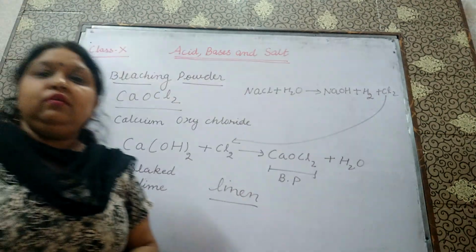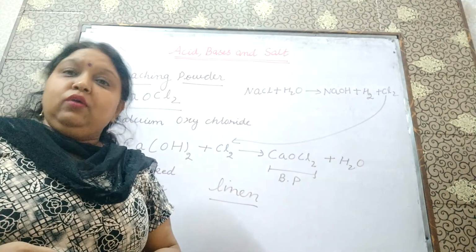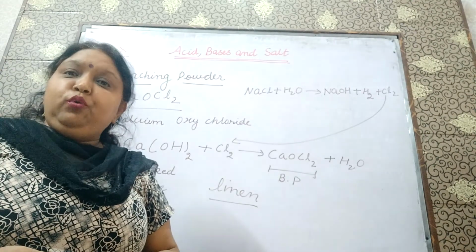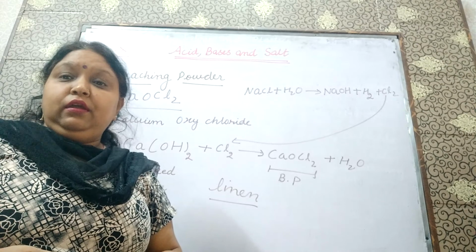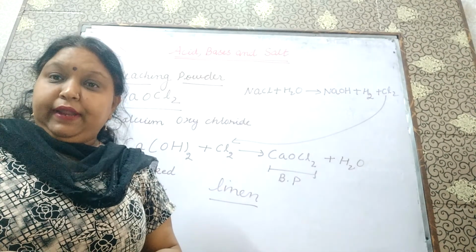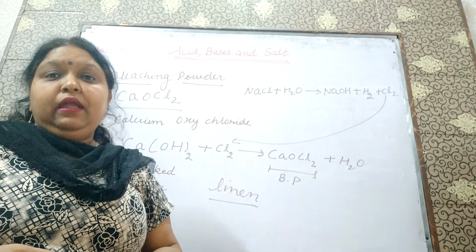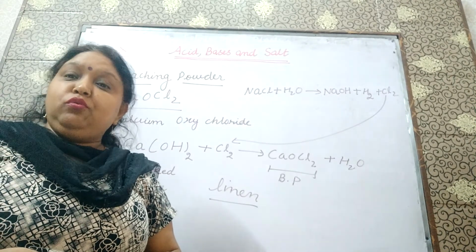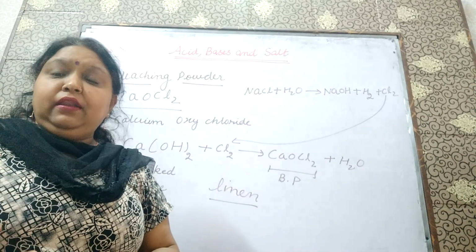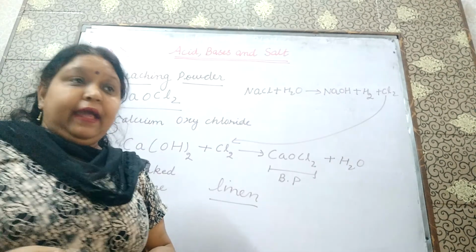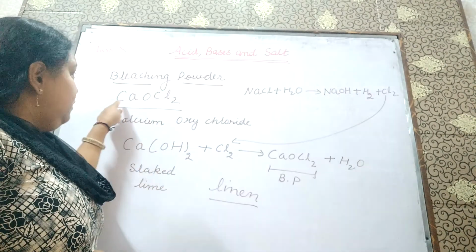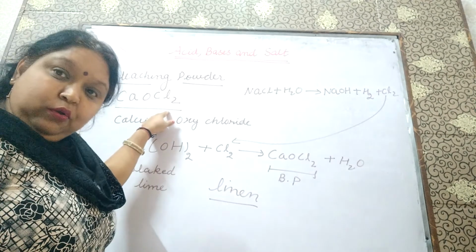Hello students, welcome back. We were doing acid, base and salt, and up to now we have completed NaCl, that is common salt, sodium chloride, and we have completed NaOH, that is sodium hydroxide, and we have done bleaching powder. And I was explaining to you that bleaching powder is calcium oxychloride.